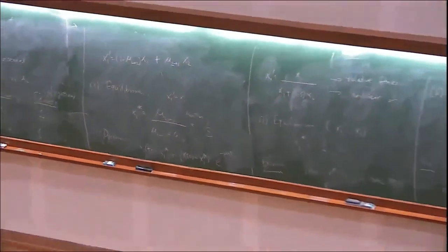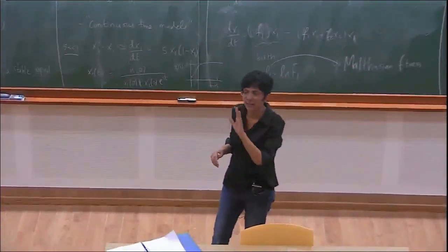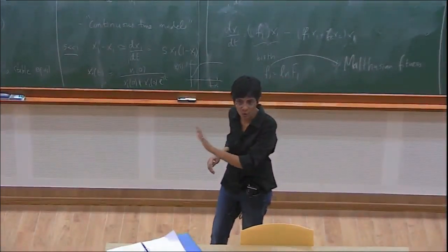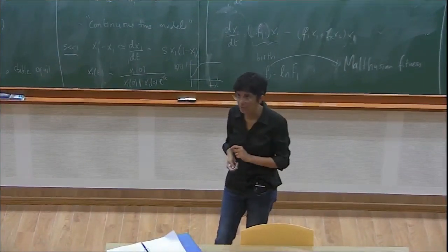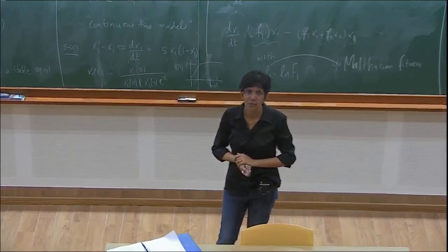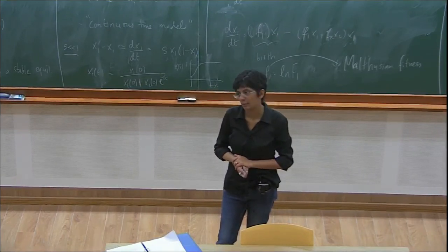So what did I do? We started with no evolutionary forces. I put in selection, then I put in mutation only. Obviously, there are all these forces present. So I'm leaving this as an exercise for you to think about. Suppose I have both mutation and selection. Then what will happen?